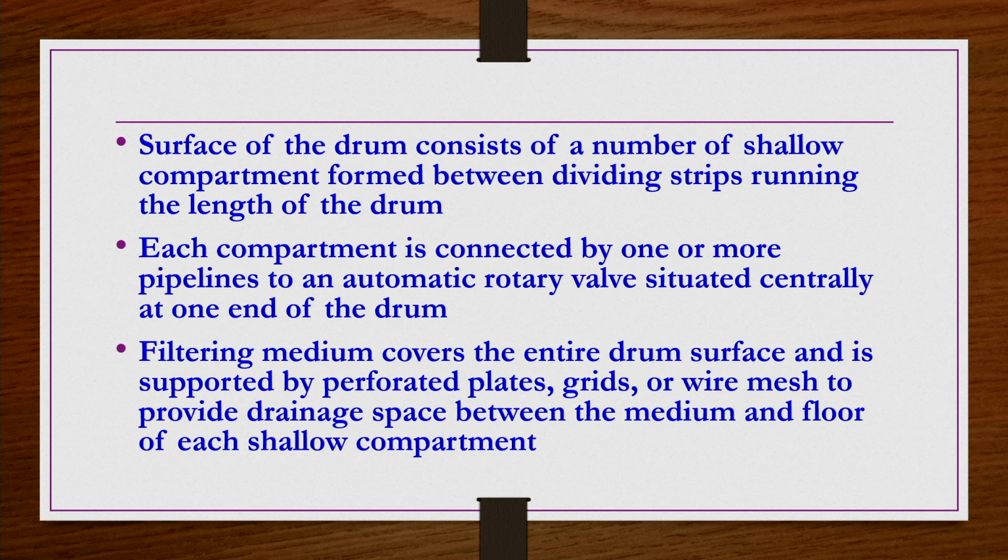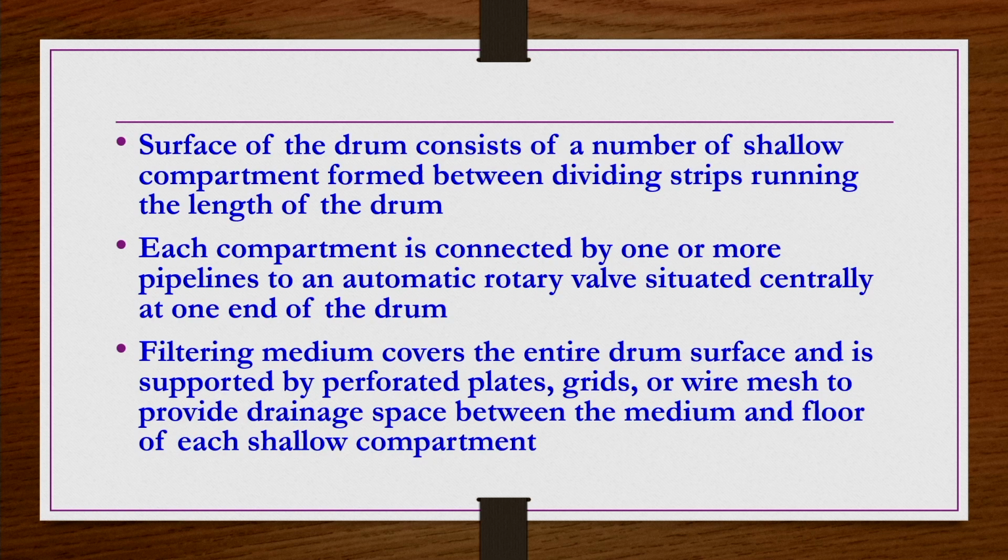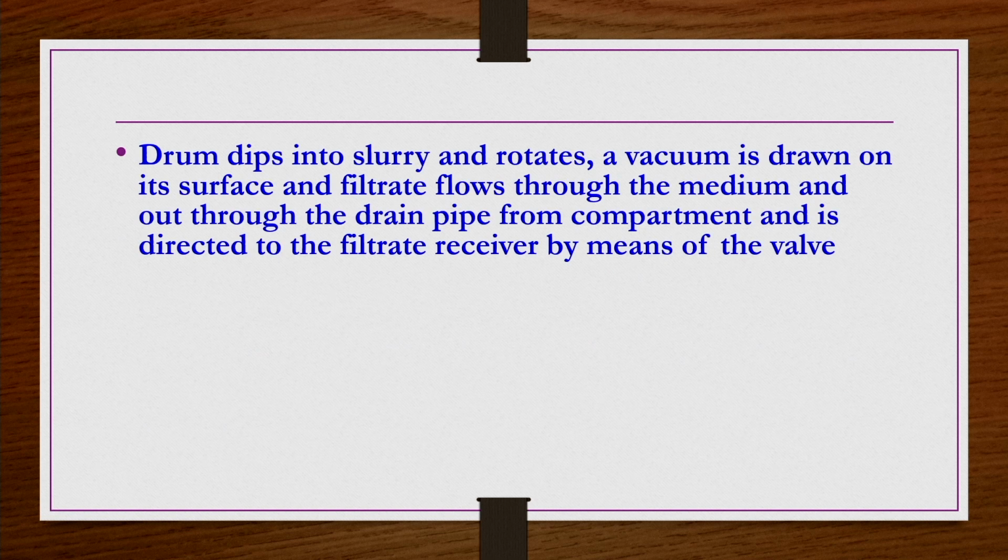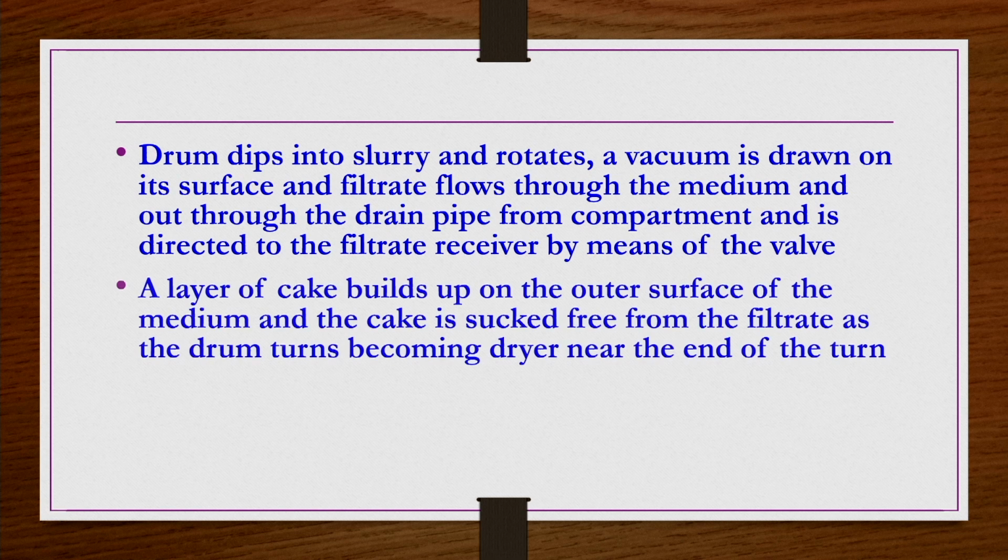Filtering medium covers the entire drum surface and is supported by perforated plates, grates or wire mesh to provide drainage space between the medium and the floor of each shallow compartment. The drum dips into the slurry and rotates. A vacuum is drawn on its surface, and filtrate flows through the medium and out through the drain pipe from each compartment, and is directed to the filtrate receiver by means of the valve.